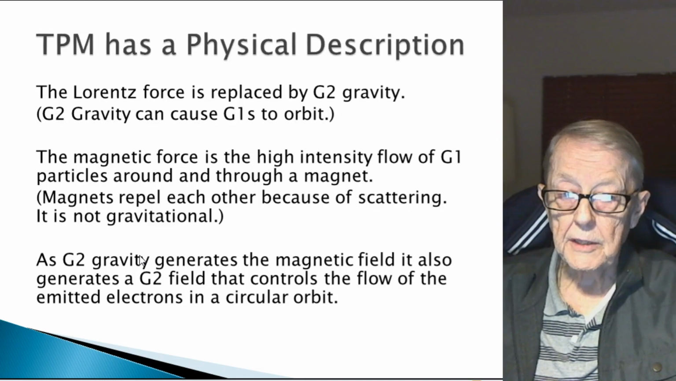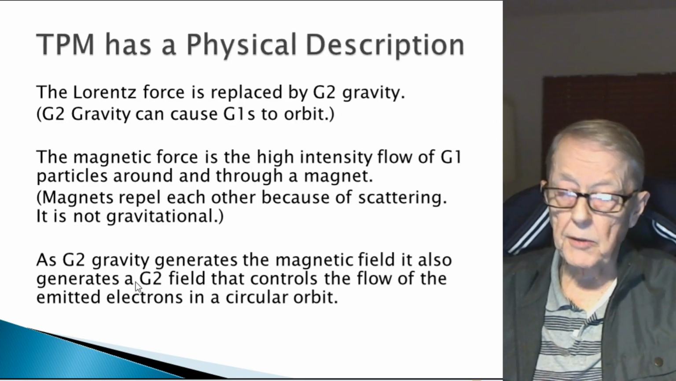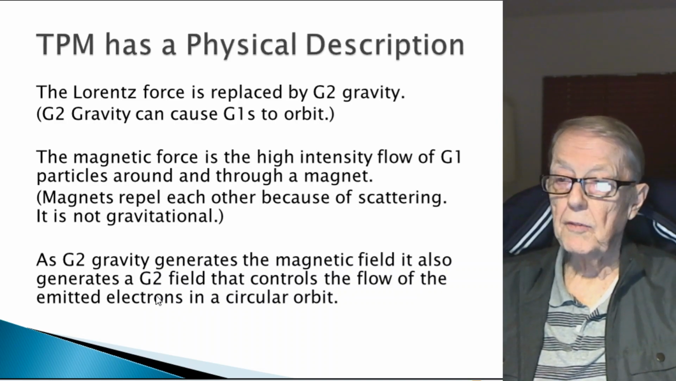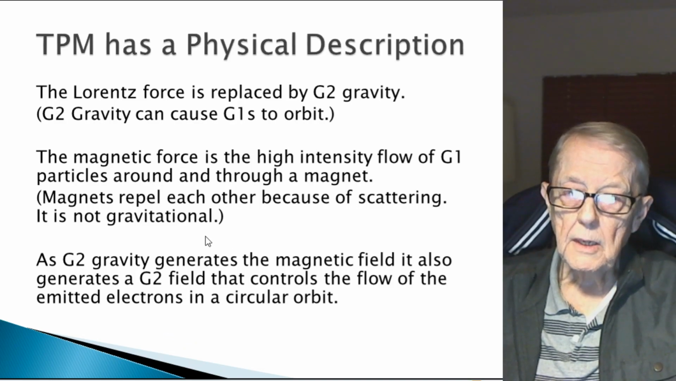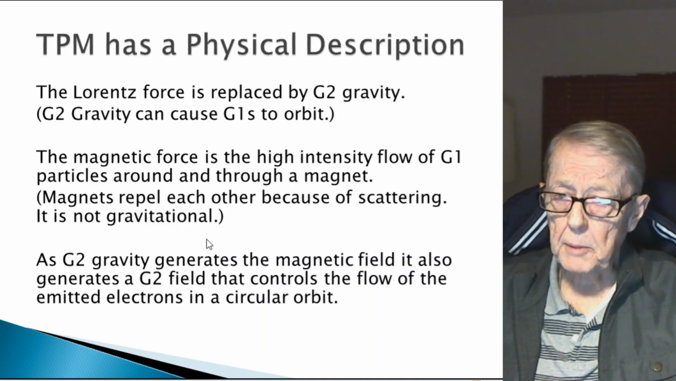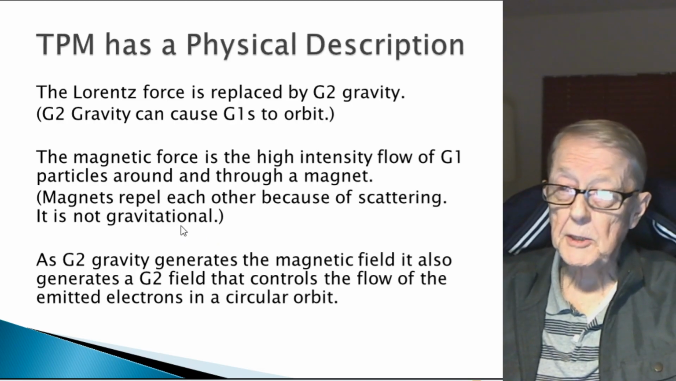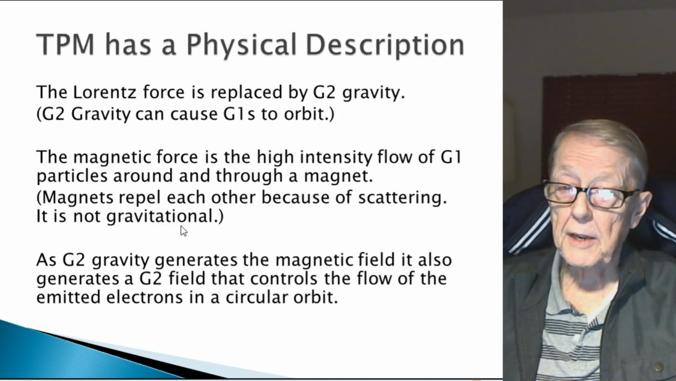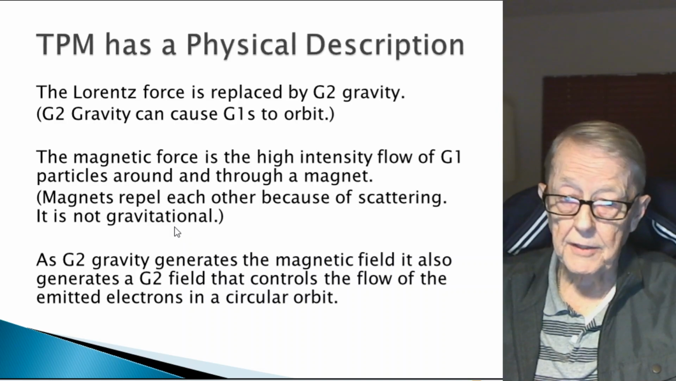It's the G2 field that causes the magnetic field, but it generates this smaller one inside the globe that controls the flow of the emitted electrons in the circular orbit. It's a physical description. They're discrete particles, and it's not the combination of the electric and magnetic field. It's primarily the G2 field controlling the overall magnetic field, which has a special G2 field inside the globe.